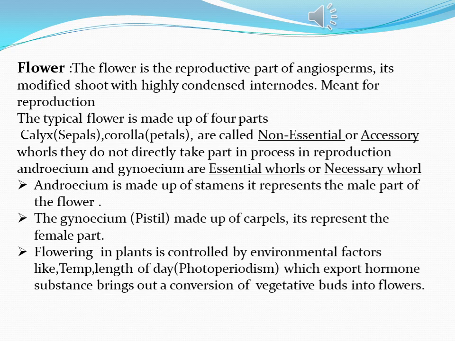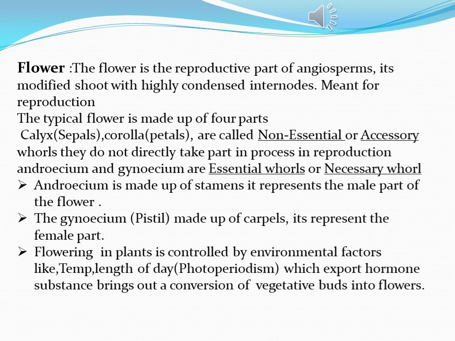We'll move to the first concept, that is the flower. As we know, the flower is the reproductive part of angiosperms. Flower is nothing but a modified shoot with highly condensed internodes, and this flower is meant for reproduction. Okay, now we'll focus on the parts of the flower, right?